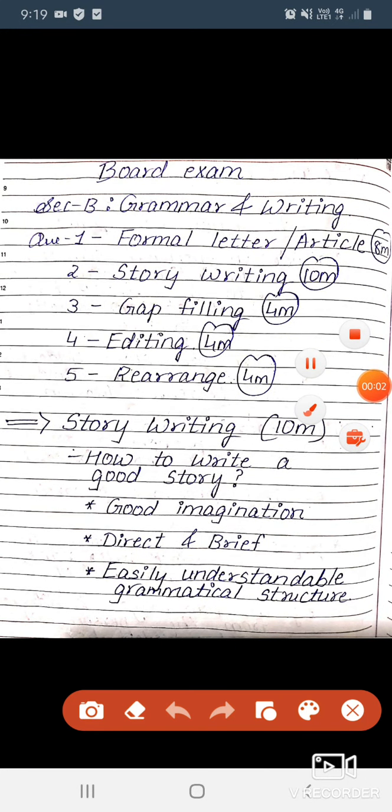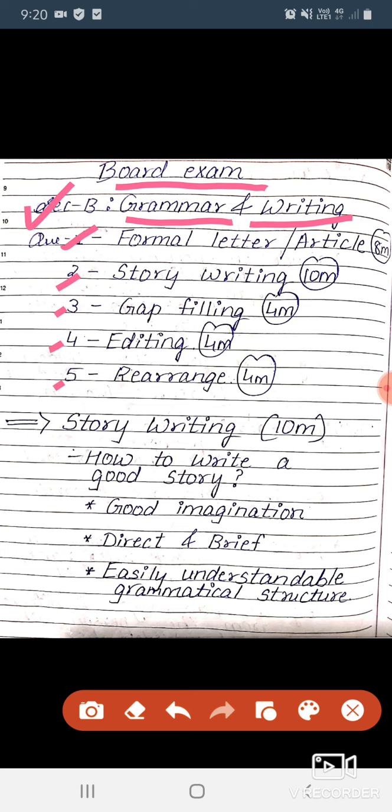Hello students, as we already know, according to the board exam pattern, section B consists of grammar and writing. There are 5 questions in section B. Out of all the 5 questions, story writing carries the maximum marks. So in this section we will learn how to write a story.